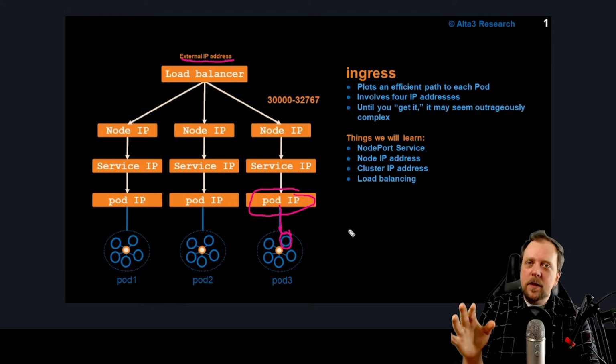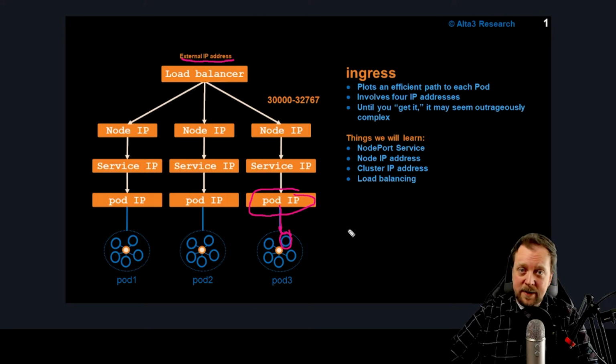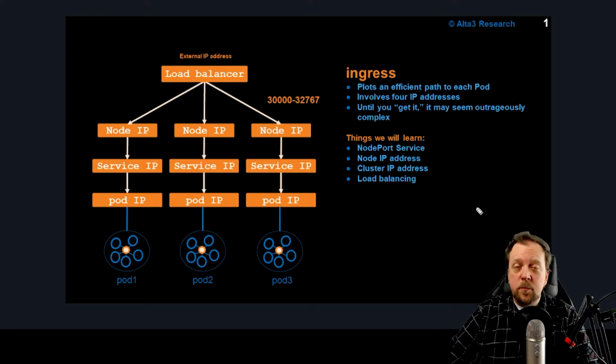It's not really all that complicated, and I think the best way to break it down is to go over a few terms we need to learn, as well as seeing how it works from the command line. So let's go ahead and get into that. We're going to be talking about node port services, node IP addresses, cluster IP addresses, and load balancing. We'll get into all of this throughout the course of this video. So let's get started with a bit of a hands-on demonstration.